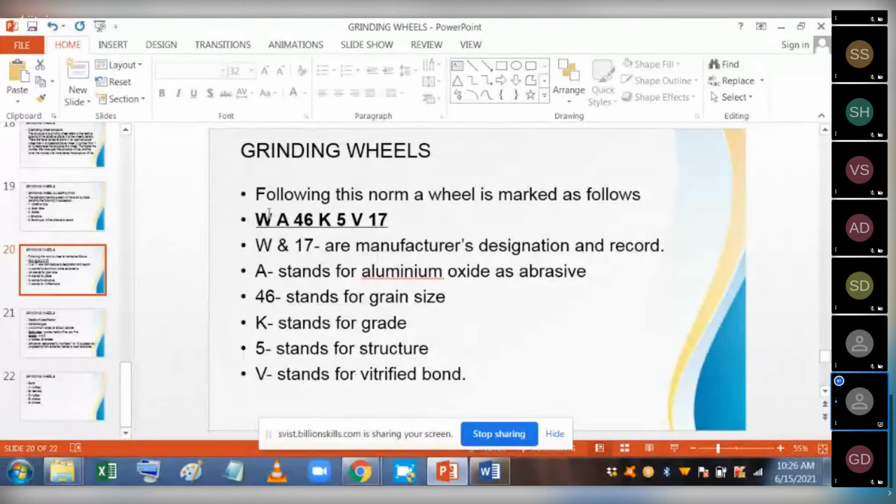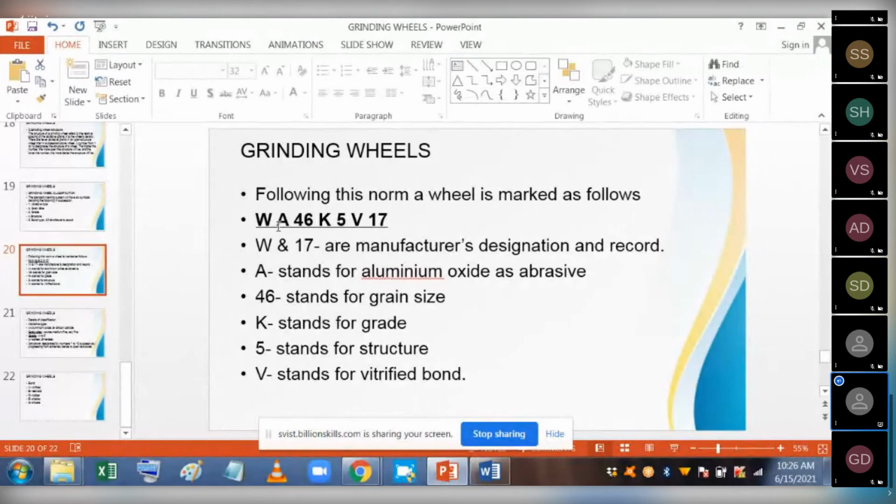Maybe it is the trade name for Carborundum Universal or for Grindwell Norton. These are the manufacturers of grinding wheels. And 17 is a manufacturer's record number, something for his own record. So these two extreme designations are kept for the manufacturer. We engineers deal with these five.